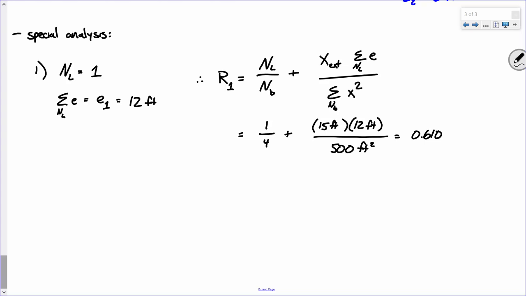Because if you recall, remember those multiple presence factors? When we did the lever rule, we had to take the lever rule and adjust it by that multi-presence factor. Multi-presence factors are built into all those nice, pretty plug-and-chug equations, but they're not built into methods like this. So we have to go out of our way to incorporate it. So let's see if you all remember. What's the multi-presence factor for one lane loaded? We used it for the lever rule. We took the lever rule analysis and then we multiplied it by something.